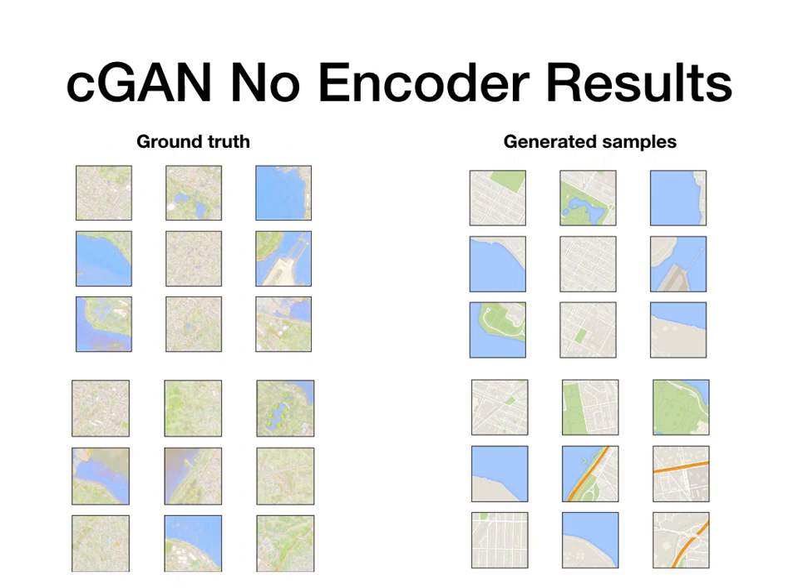Let's get to the exciting part. Here are some results generated by our best model. These were randomly picked from the test set. The ground truth is on the left and the generated samples are on the right.